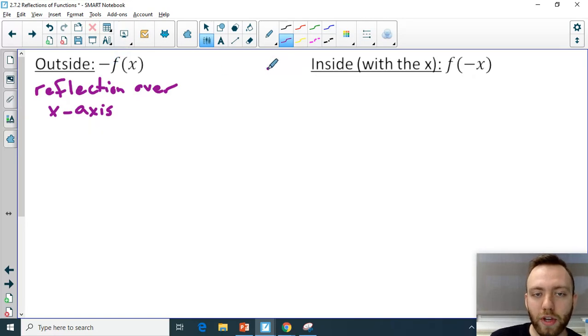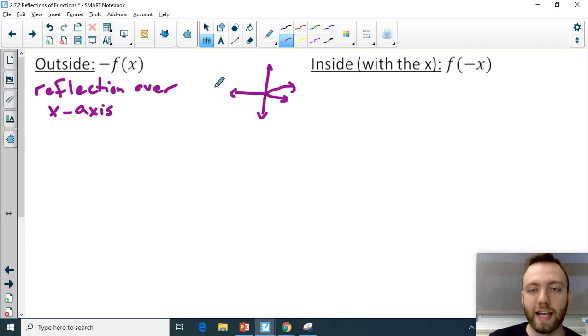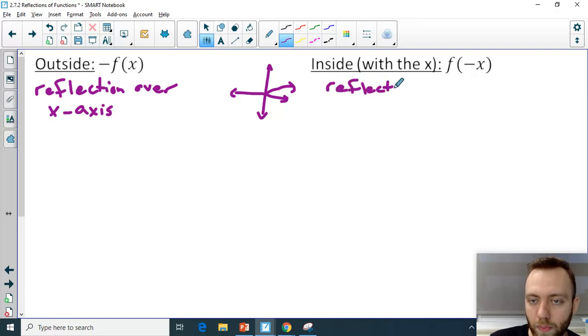So on a graph, right? If we had this, we said take whatever value you had and make it negative. So really, we're taking this, we're flopping it down here, and we're making it negative. So we've really reflected across the x-axis. Now inside with the x, we had a reflection over the y-axis.